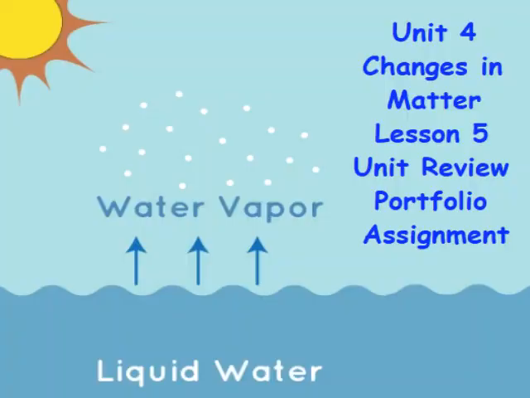Today, I'm going over the Unit 4 Changes in Matter, Lesson 5 Unit Review Portfolio Assignment. During Lesson 1, you started a lab called How Can Water Change to Gas? And you recorded your data for 1 week. Then you answered questions using that data. That's what you'll turn in today to your teacher for a grade.